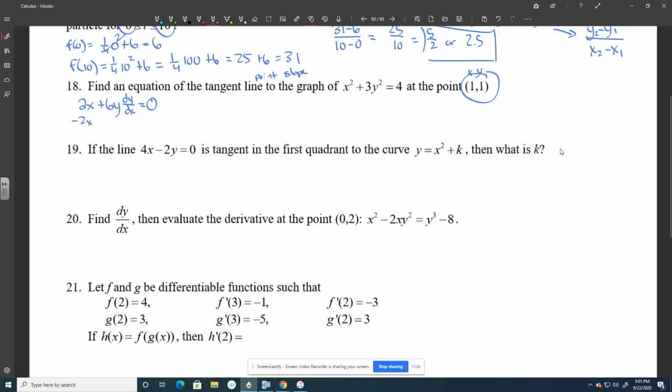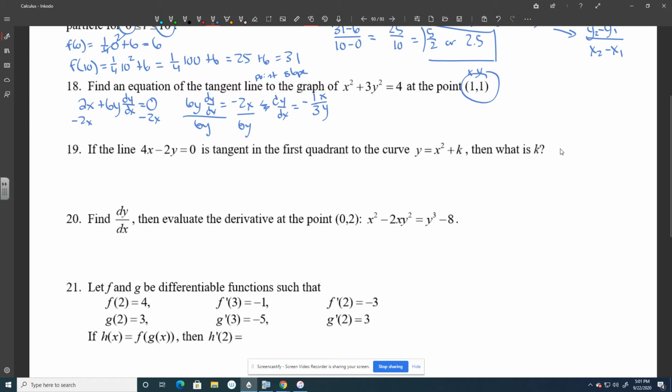I'm going to subtract 2x from both sides so that I get 6y dy/dx equals negative 2x. And then to get rid of the 6y, I'm going to divide by 6y. So my dy/dx is going to equal negative 2 over 6, which is just negative 1/3, and I've got x over y. So negative x over 3y.